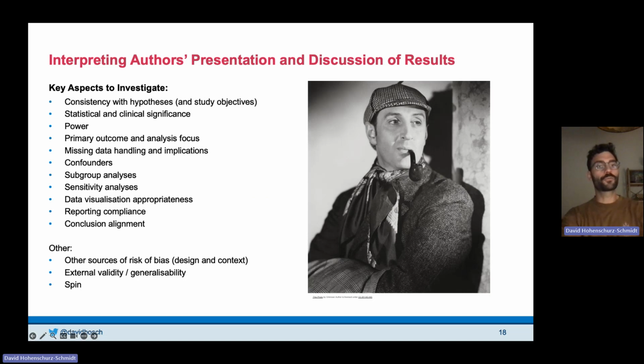And then finally, the issue of spin in the interpretation, where authors may overly emphasize positive outcomes, downplay or not mention negative findings, or present their results in some other misleadingly positive light. You can again especially look at the abstract, discussion and conclusion sections.